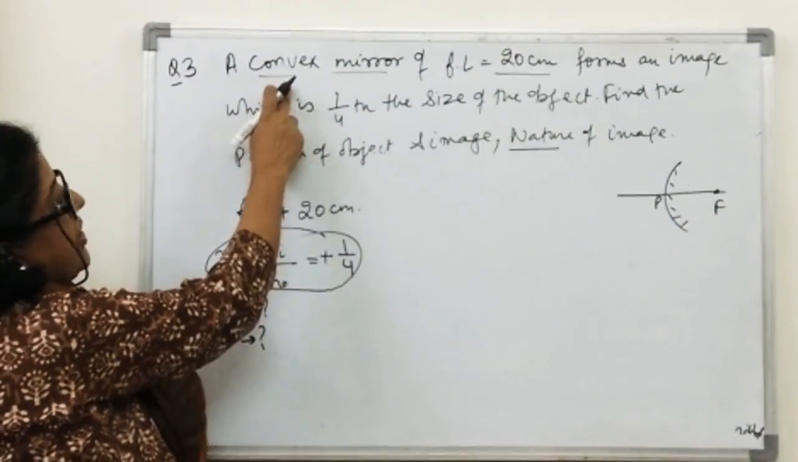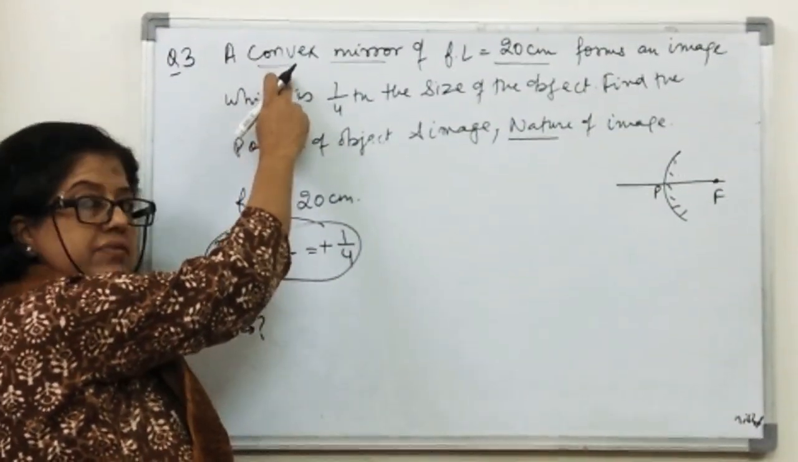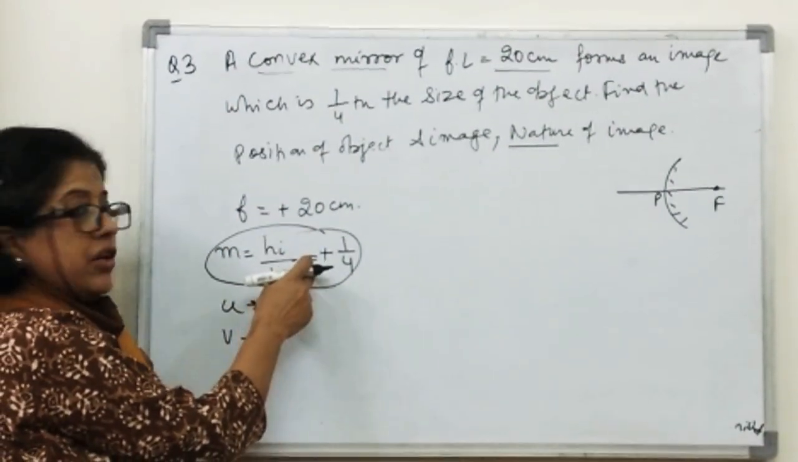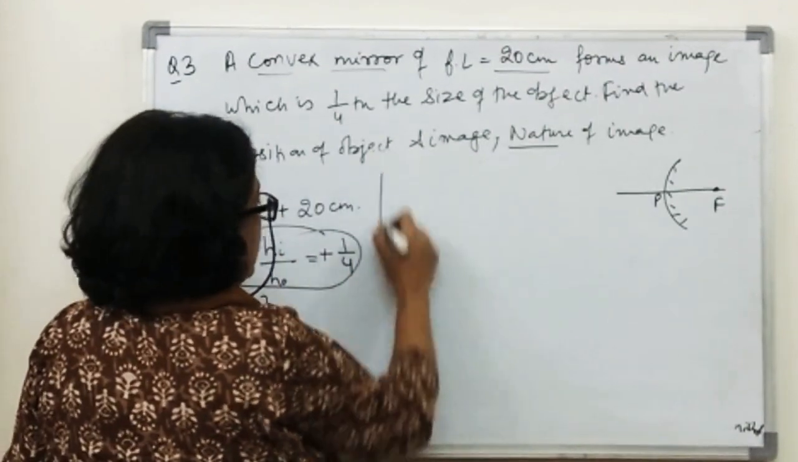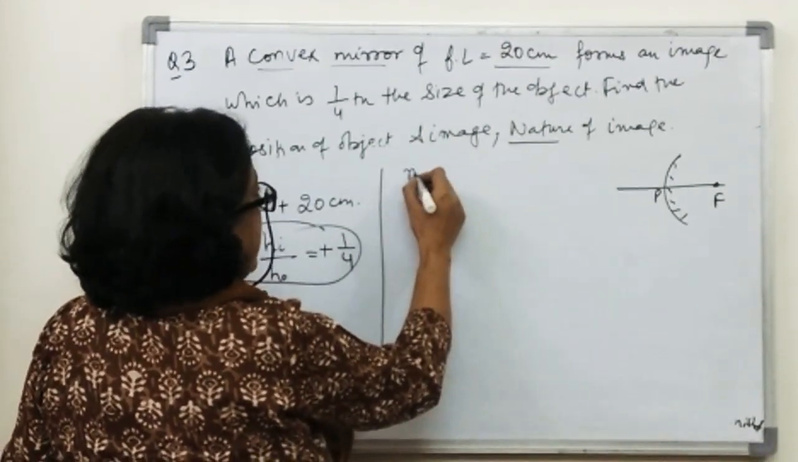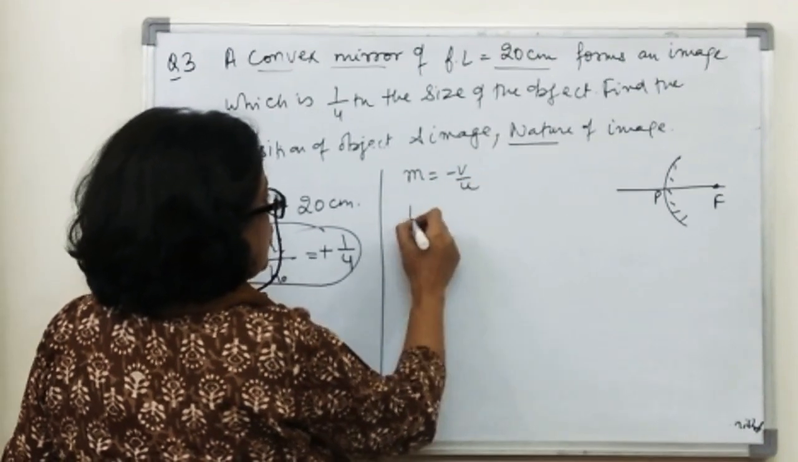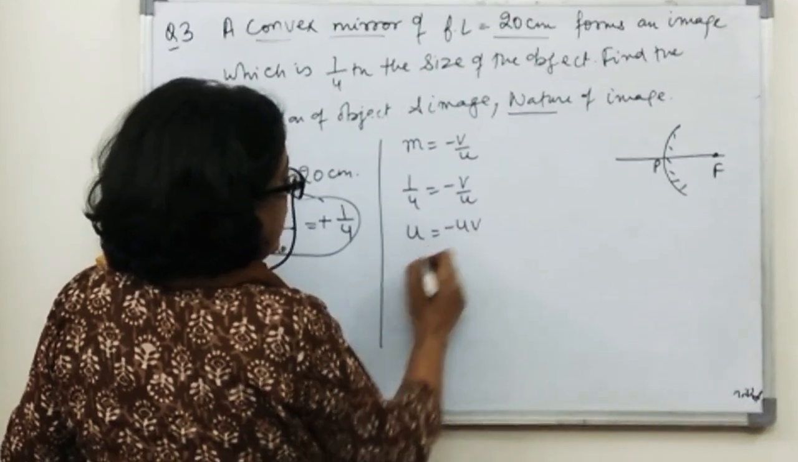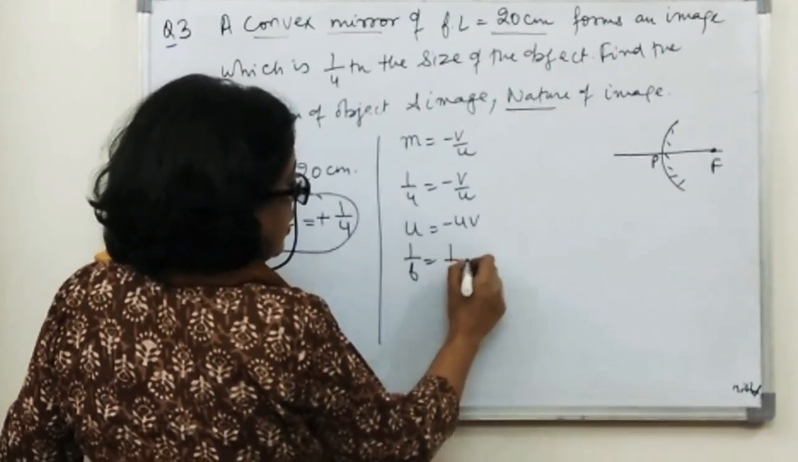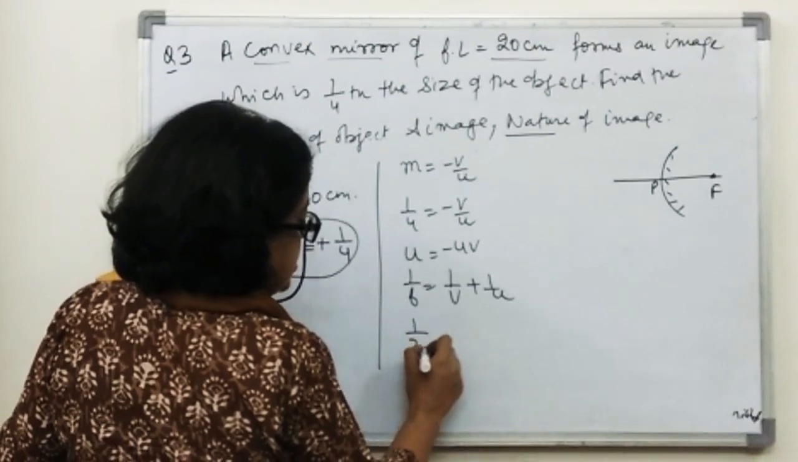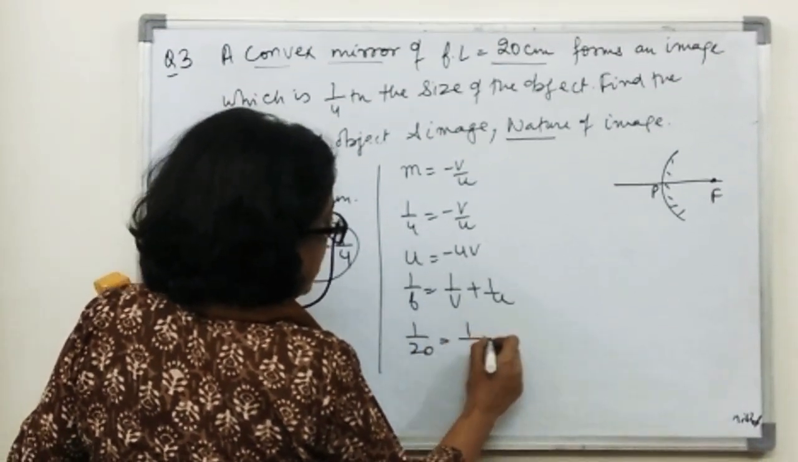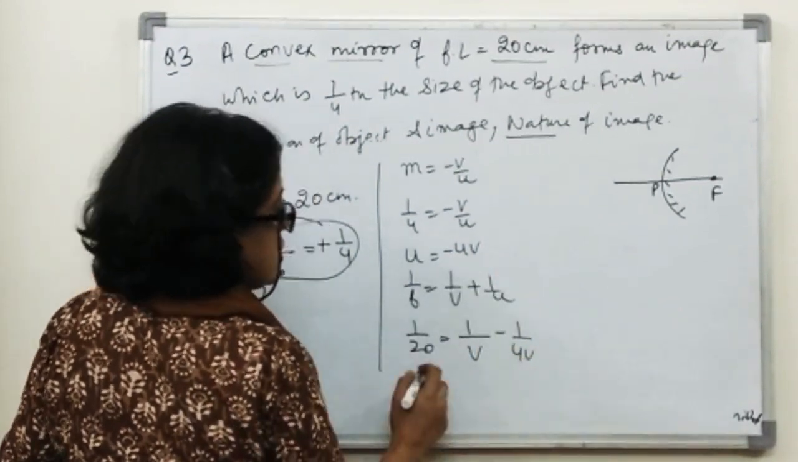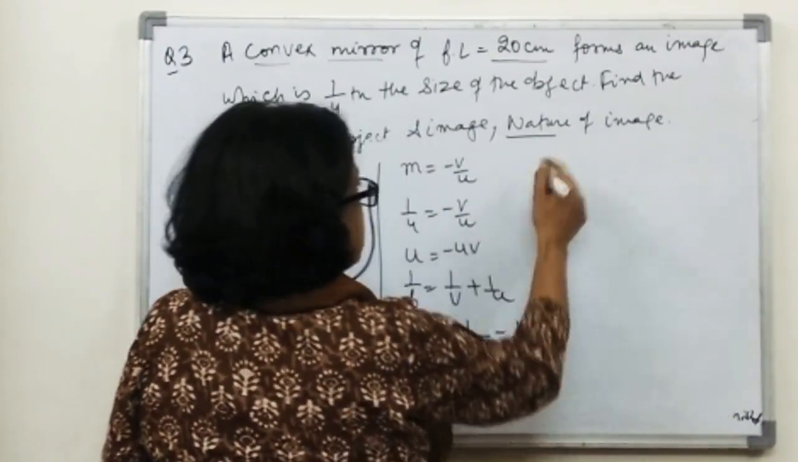So just by changing the question from concave to convex, the sign of F has changed and the sign of M has changed. So we'll now say M is minus V by U, we know. So we have 1/4 is equal to minus V by U. So U is equal to minus 4V. We'll put this in the mirror formula: 1/20 is equal to 1/V minus, in place of U I'm writing 4V, minus 4V. So this is how the next step will be.